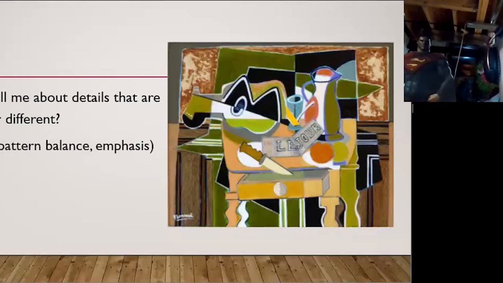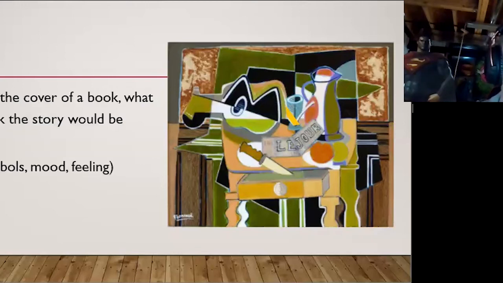So let's interpret it now. If this were the cover of a book, what do you think the story would be about? I like to ask this question because it helps us figure out what the theme is, or the symbols, or the mood or feelings, and sometimes what the artist is trying to tell us. And there's really no wrong answer. So let's take a look at this and try to figure out, if this was the cover of a book, what do you think the story would be?